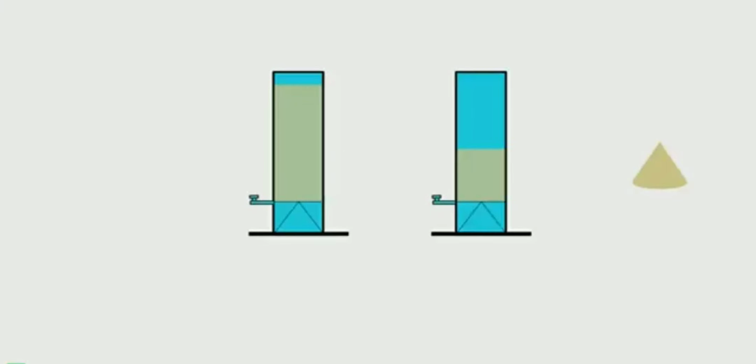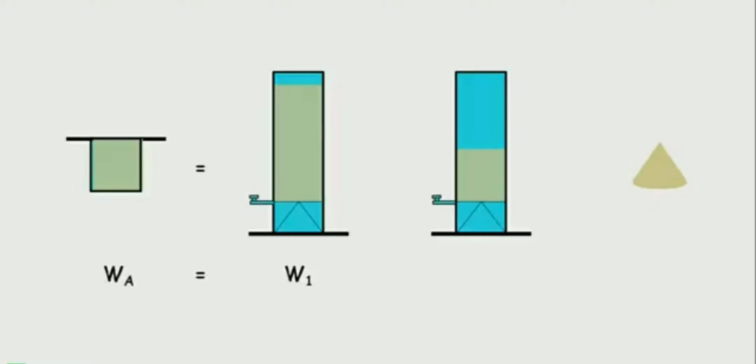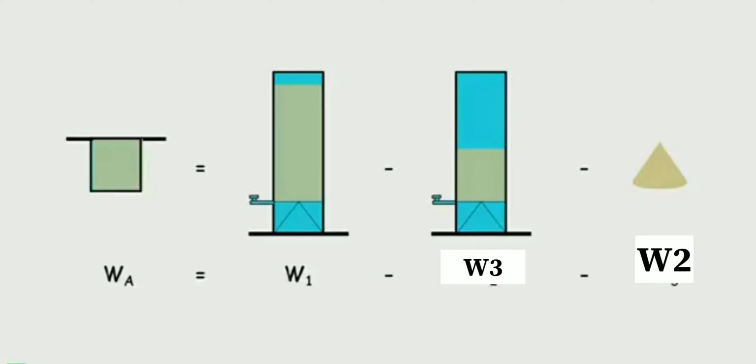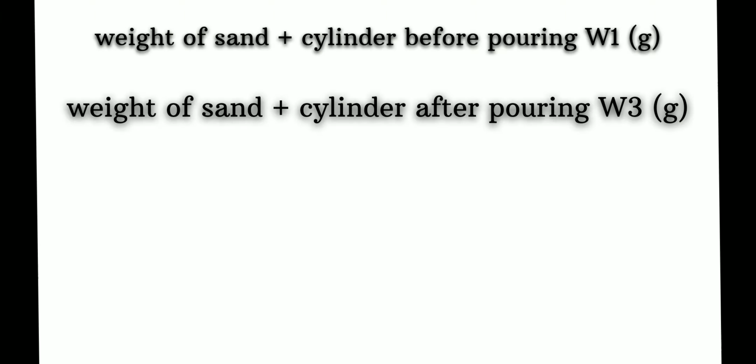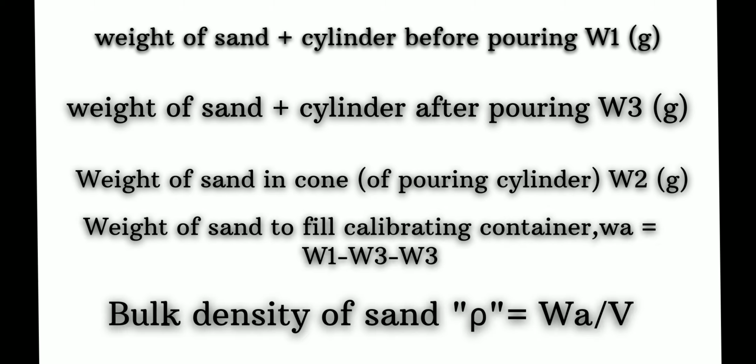Using these, we can calculate how much sand was used to fill the volume of the calibrating container. We say this weight as W, which can be written as W1 minus W3 minus W2. Hence, the bulk unit weight of the sand can be determined by its formula and will be equal to this.